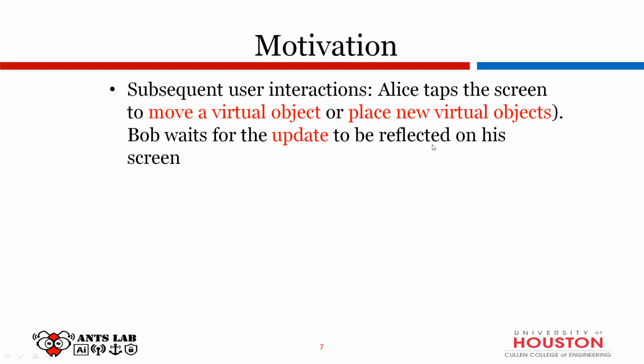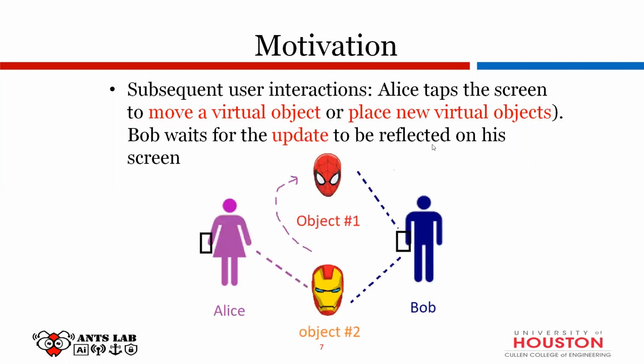The next interaction is the subsequent user interactions. Alice can tap the screen to move the virtual object or place a new virtual object, and Bob just waits for the update to be reflected on his screen. As you can see, Alice can first move the Spider-Man to the upper position, or she can place a new object, the Iron Man, at the bottom. Then Bob just waits a bit of time to get the virtual object.